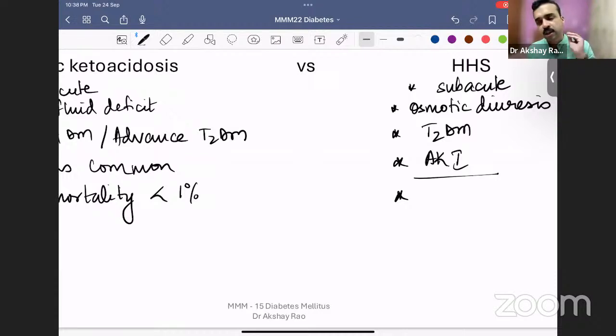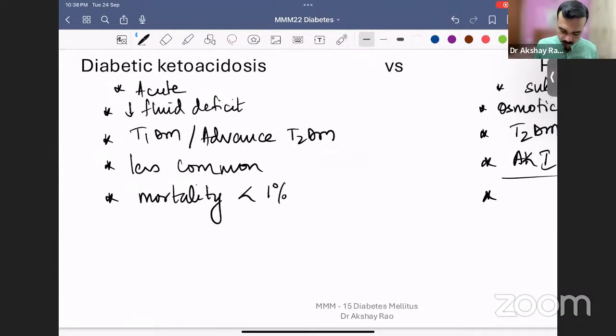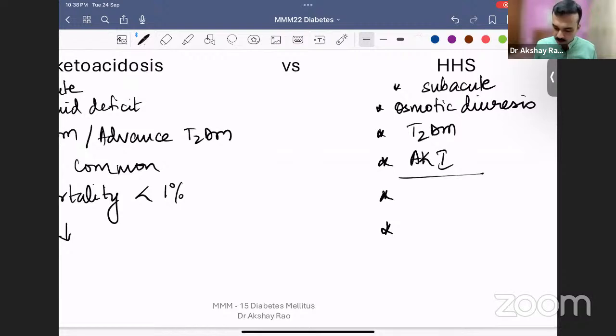But HHS, no, whatever you do, even after you give them fluid correction, you give them insulin, they don't have acidosis. Okay, so that is another difference, of course. pH in HHS may be low because of the renal injury. Otherwise, there are no ketones. So no ketones, no ketone bodies.